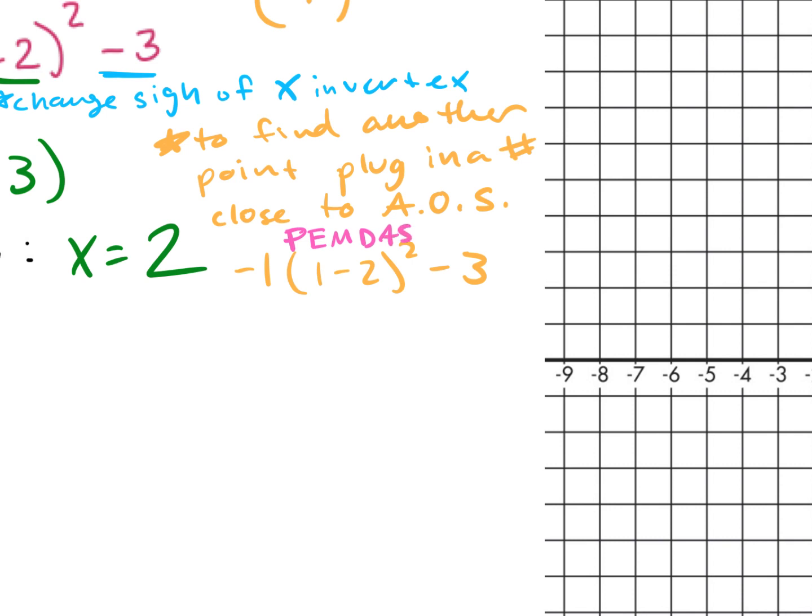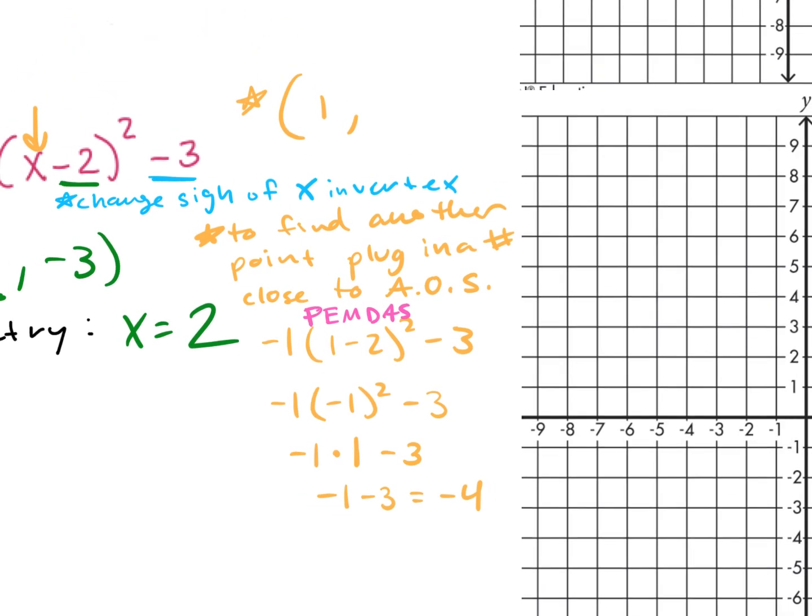What's the P in PEMDAS stand for? Parentheses. So what's 1 minus 2? -1. What's the E stand for in PEMDAS? Exponent. What's -1 squared? +1. What's -1 times +1? -1. And -1 minus 3? -4. So the second number in my second point is -4.